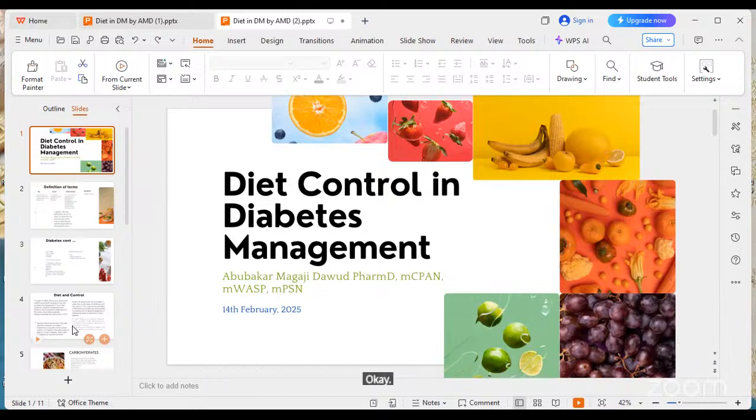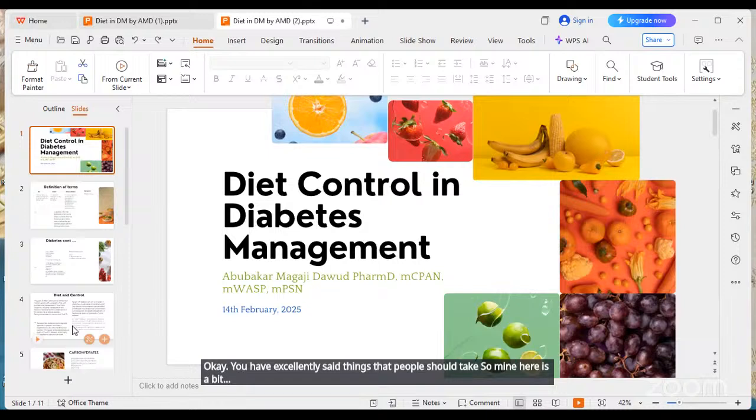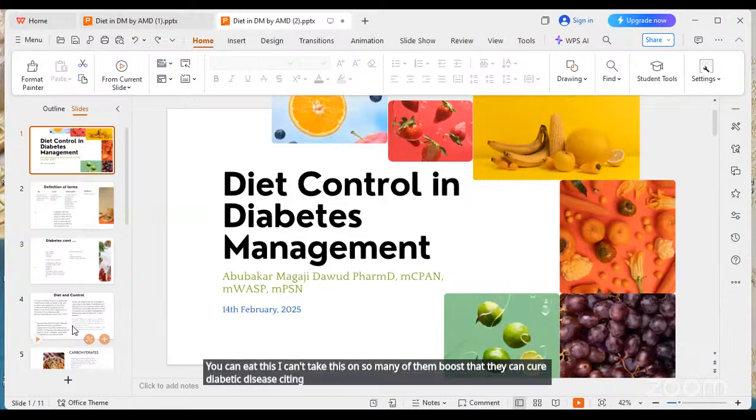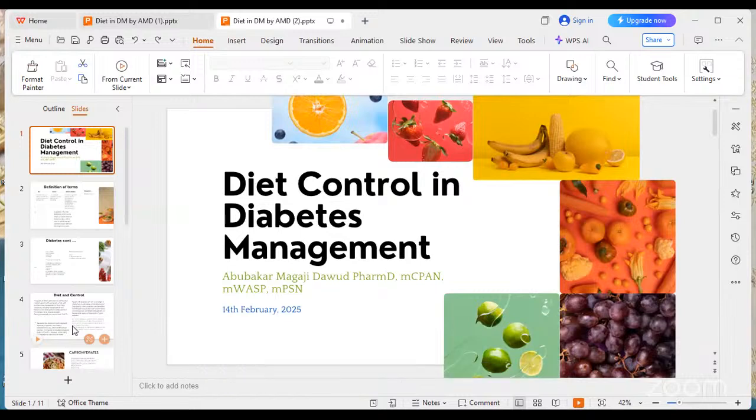You have excellently said things that people should take. So mine here is a bit about things people should not take, because there is a myth around diabetic food, and orthodox practitioners are always battling with those that are not so orthodox. They will tell people that you can eat this, you can take this, and so many of them boast that they can cure diabetic disease, citing religious texts, usually out of context.